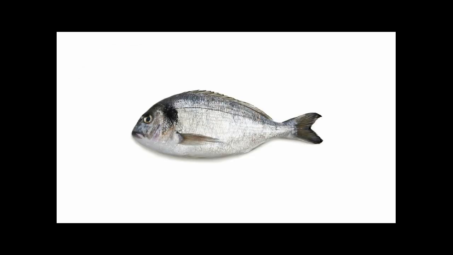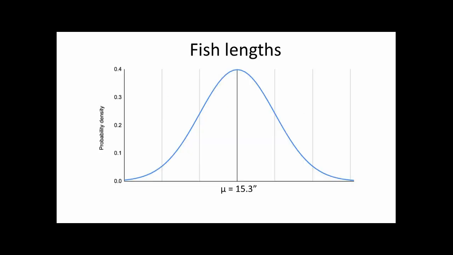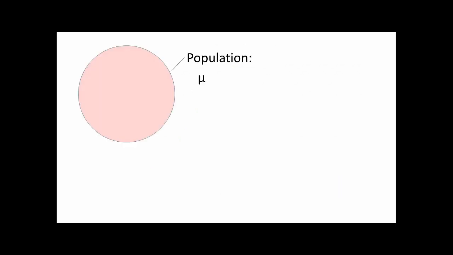A population will be represented by this large circle here. And let's say we're talking about fish in a lake. Now, if we measure the lengths of these fish and plot them out, we could get a distribution curve. These lengths will have a mean. The population mean of the fish will be represented by this lowercase Greek letter mu.